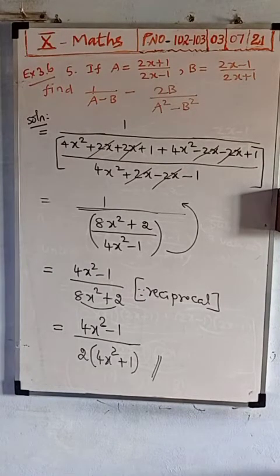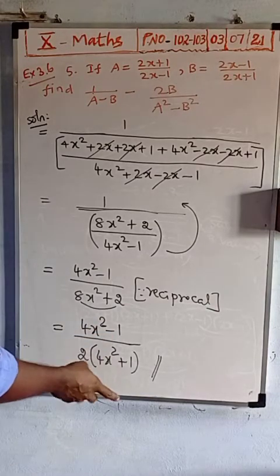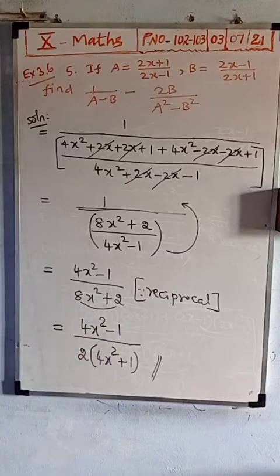Okay, after that we cannot simplify this, we cannot cancel this, because if a plus is there it would get cancelled, but here minus, both the terms are different, so we cannot simplify. It is the simplest form. Okay, that's all, this is the answer.